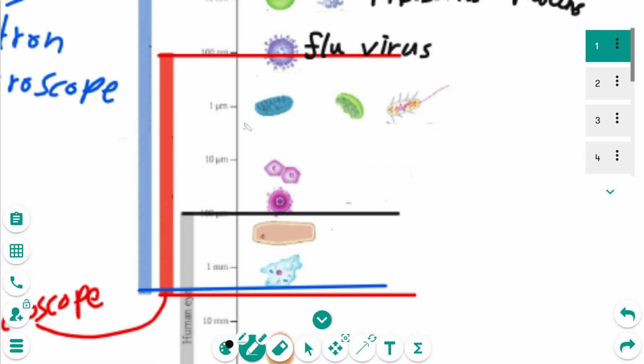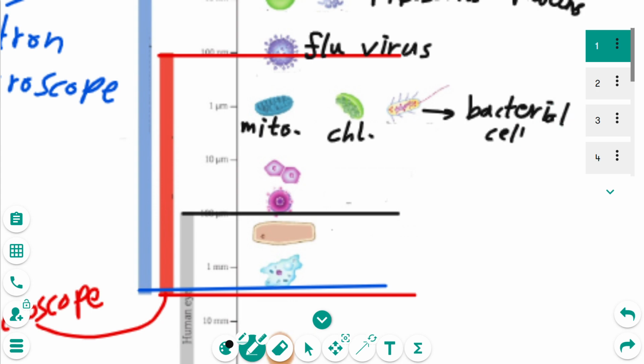So these ones are mitochondria. I'm just going to write mito for short. These ones are chloroplasts. I'm just going to write that for short. And then these ones are prokaryotic cells, which we'll get to later. And these are bacterial cells. We then start going into around 10 micrometers. And here we get to see whole cells.